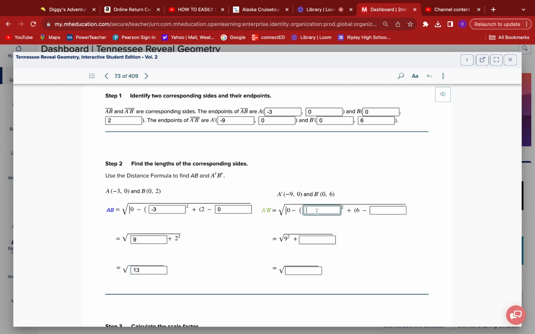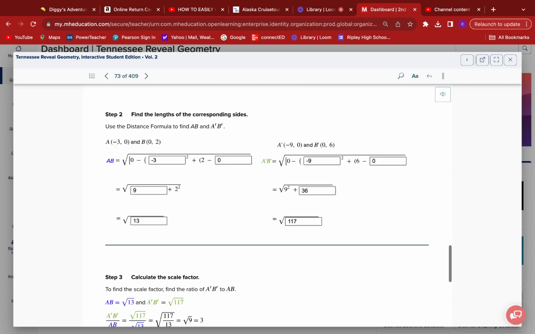All right. Over here, we've got 0 minus negative 9, 6 minus 0. Double negative, 9 squared, plus 6 minus 0 is 6 squared, which is 36. Add 81 and 36 together, you get 117. So we get the square root of 117.